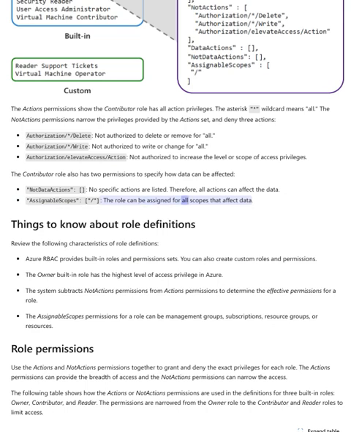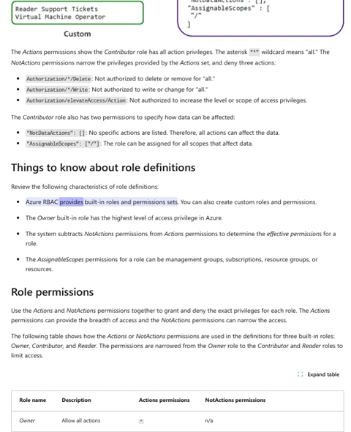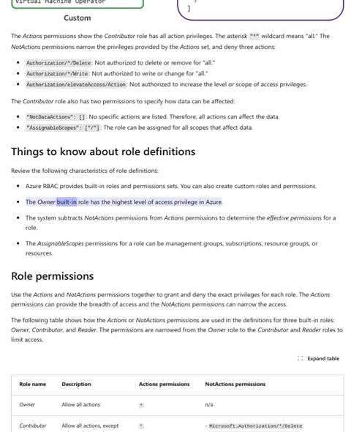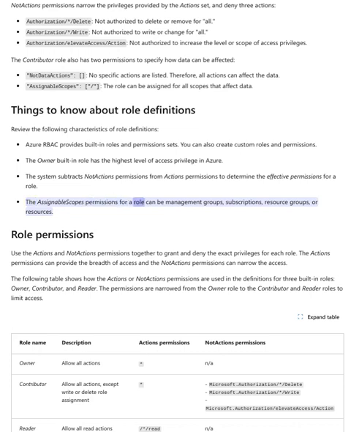Things to know about role definitions. Review the following characteristics of role definitions. Azure RBAC provides built-in roles and permission sets. You can also create custom roles and permissions. The owner built-in role has the highest level of access privilege in Azure. The system subtracts not actions permissions from actions permissions to determine the effective permissions for a role. The assignable scopes permissions for a role can be management groups, subscriptions, resource groups, or resources.